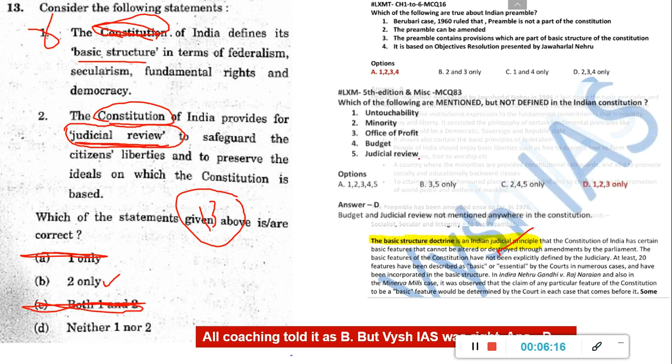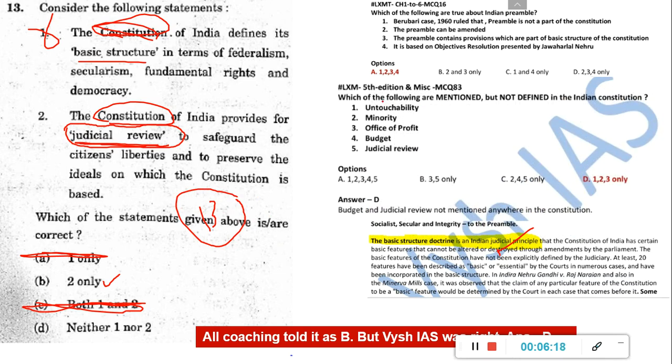That is why we showed you our question, where we asked: which of the following are mentioned but not defined in the Indian Constitution? This is a Vaishya's question. So here, the answer is 1, 2, 3 only. Untouchability is mentioned, minority is mentioned, office of profit is mentioned, but not defined. These three are mentioned but not defined.